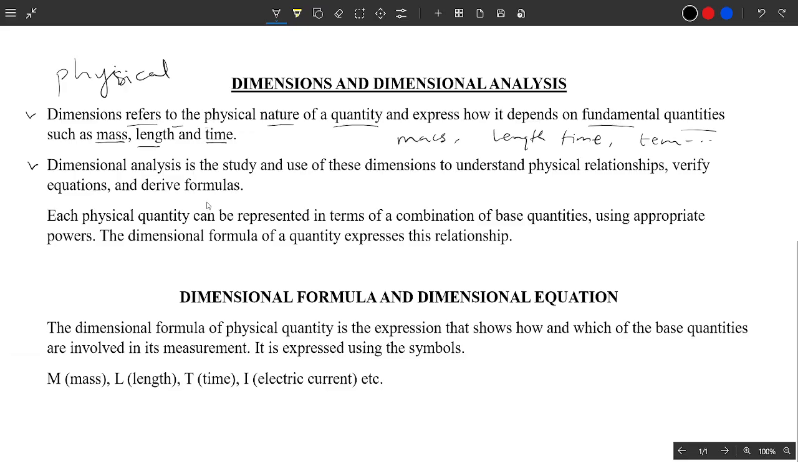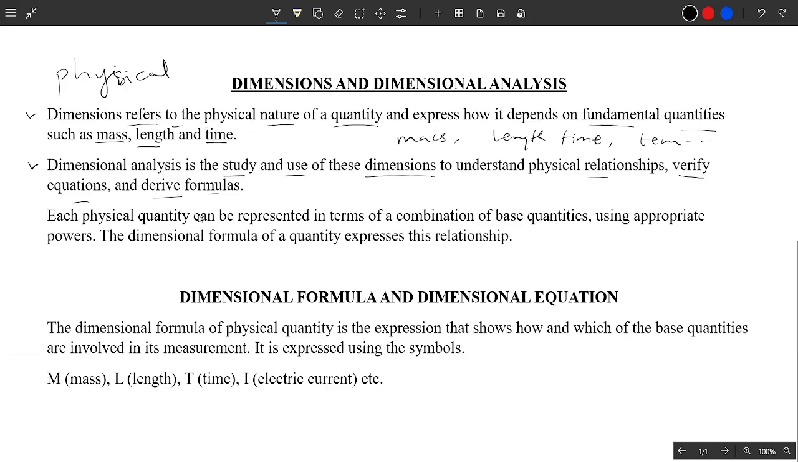Now, what then is a dimensional analysis? So dimensional analysis is the study and the use of these dimensions to understand physical relationships, verify equations, and derive formulas. So you can see that dimensional analysis has three parts. So it helps us to do what? Understand physical relationships, verify equations, and derive formulas.